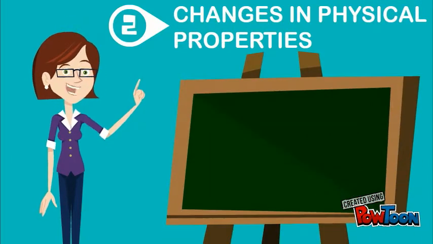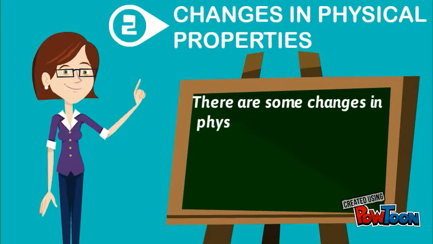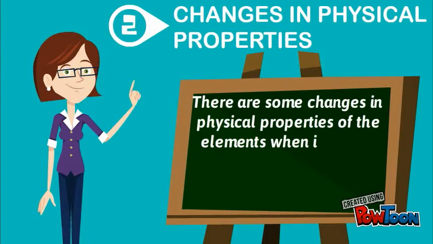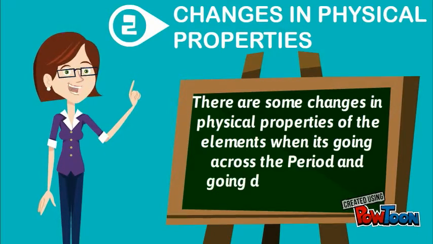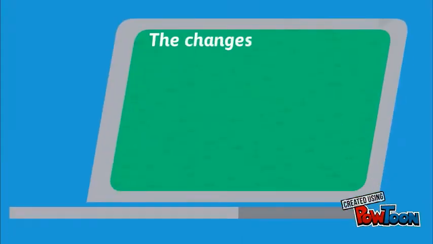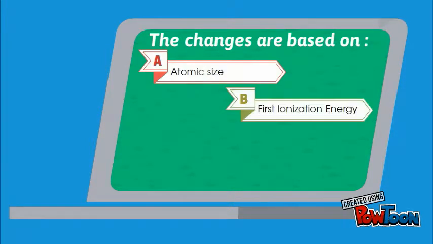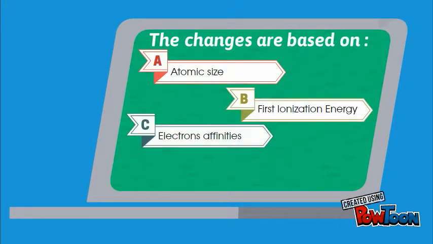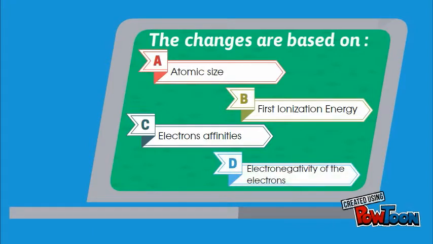Changes in physical properties. There are some changes in physical properties of the elements when going across the period and going down the group. The changes are based on: A. Atomic size, B. First ionization energy, C. Electron affinities, D. Electronegativity of the electrons.